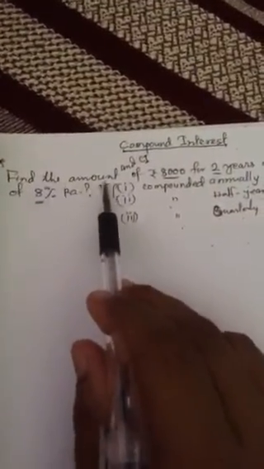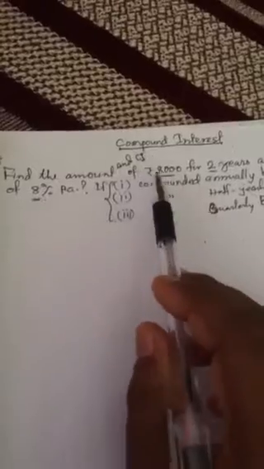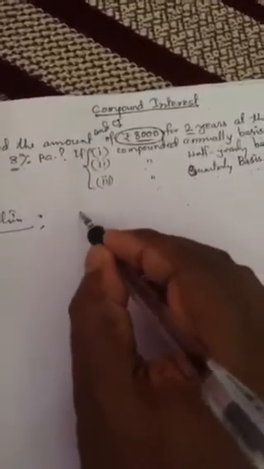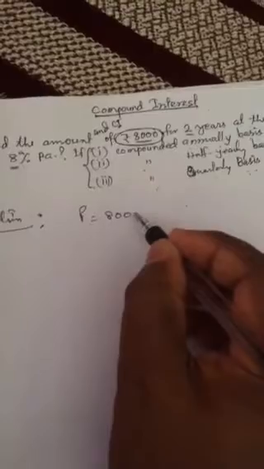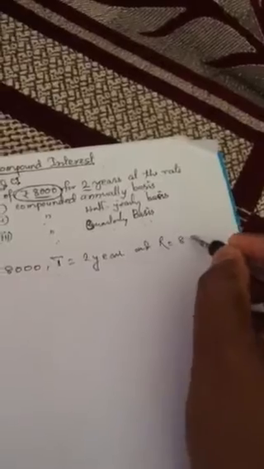Now you see here, the question is: find the amount and CI, compound interest, of rupees 8,000. It means you have to calculate the interest on this money, so this money is the principal. So you will write here: solution. Principal is 8,000. Time is 2 years, and R is 8% per annum.